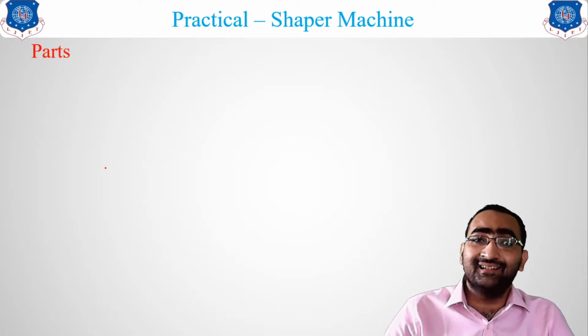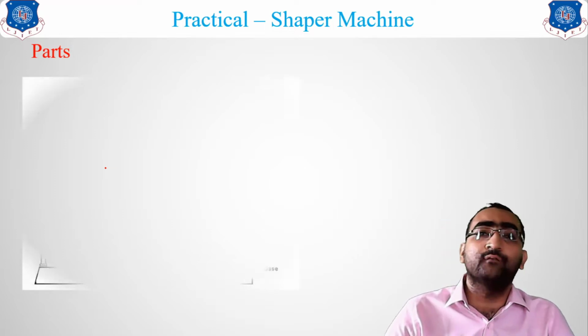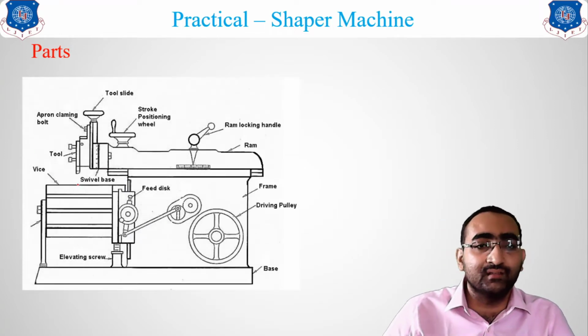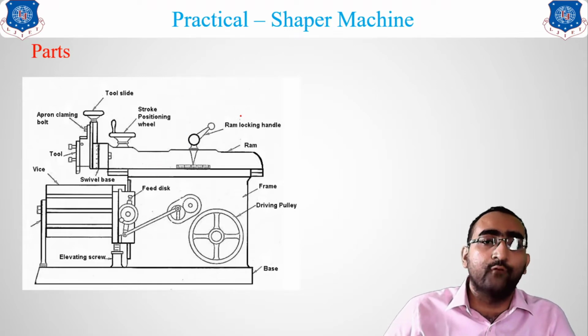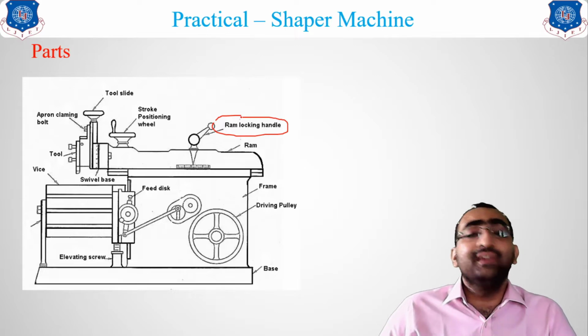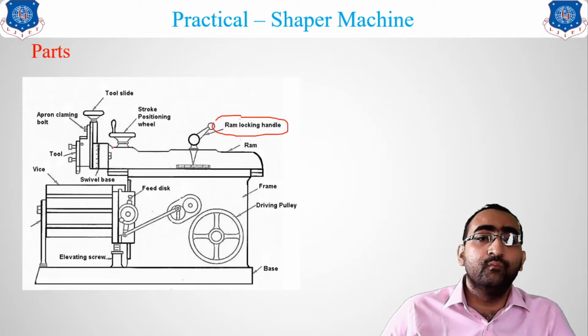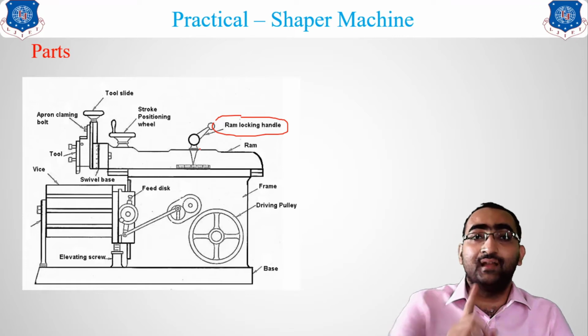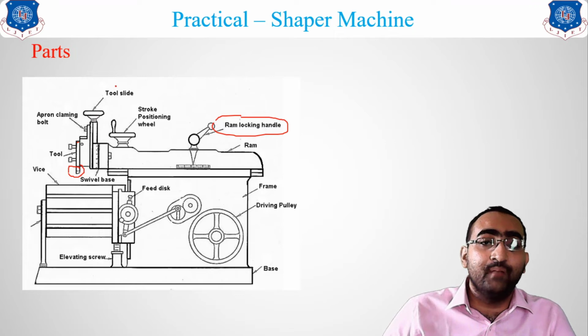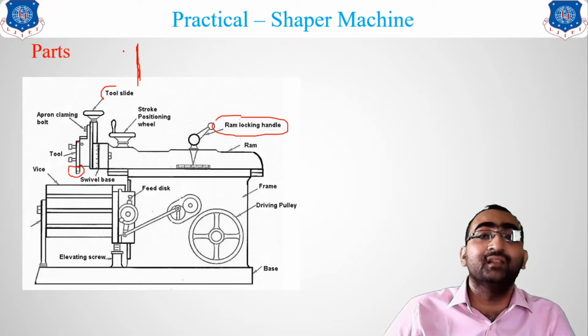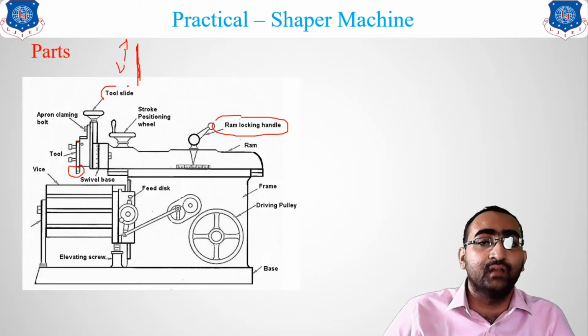Now let us see the different parts of this shaper machine. You can see over here, this is the schematic diagram of your shaper machine. This is the locking rod. When you lock this, it will move in the proper way. That means it will reciprocate on a certain path. This is the tool over here which we will be placing. The tool will be placed over here. Now the distance can be maintained with this tool slide. The tool slide will allow your tool to move in the up and down direction.